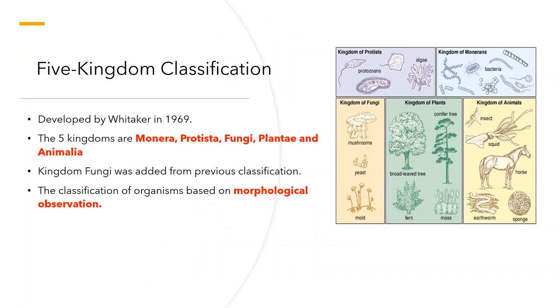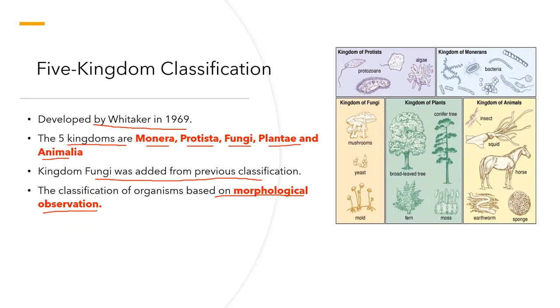5 kingdom classification. This classification was developed by Whittaker in 1969. There are 5 kingdom, which is Monera, Protista, Fungi, Plantae and Animalia. Kingdom Fungi was added from previous classification. The classification of organism for this 5 kingdom system is based on morphological observation only.